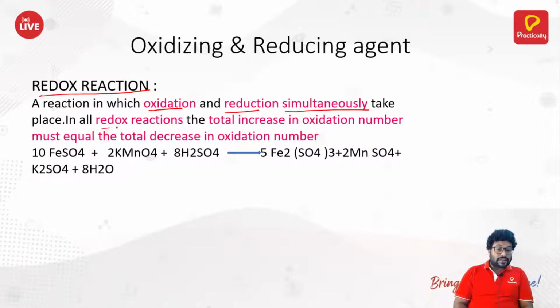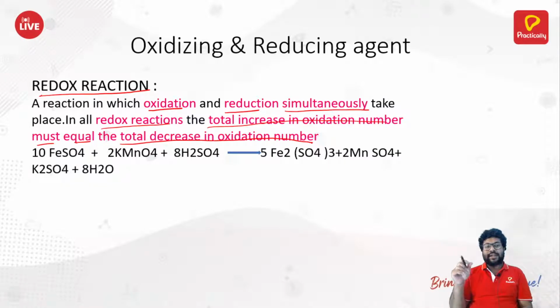In all redox reactions, the total increase in oxidation number must be equal to the total decrease in oxidation number. That means the number of electrons lost should always be equal to the number of electrons gained. Okay, that is the case always in a redox reaction. You will see that quite often. Let me give you a demonstration for it.